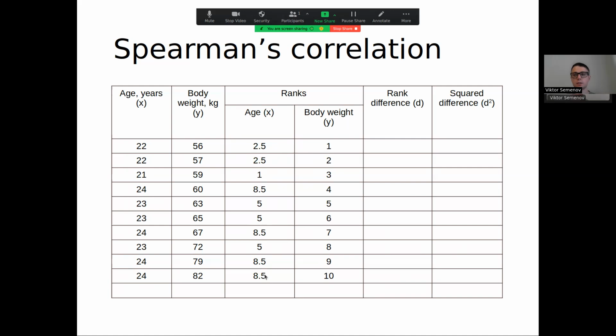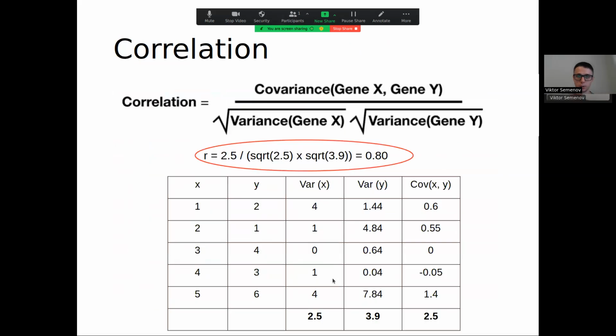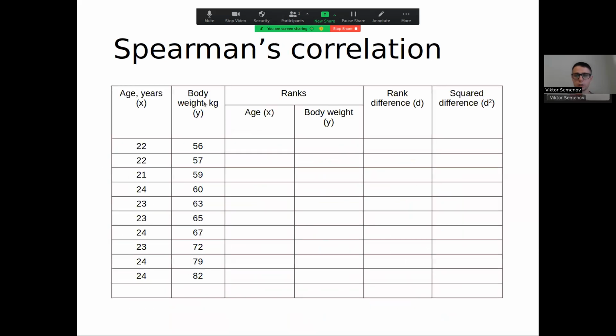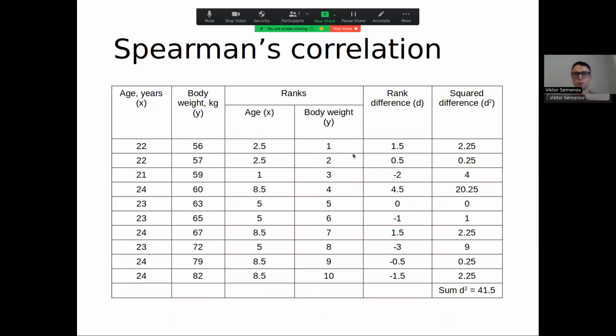What can happen next? Next, you can enroll these ranks into the same procedure as for Pearson's correlation coefficient. Let me remind you, it is this one. So you calculate covariance, variance 1 and variance 2, and calculate the correlation coefficient. But in this case, I can offer you a shortcut. So what can we do? We can find the rank difference. This shortcut works only for Spearman's correlation coefficient.